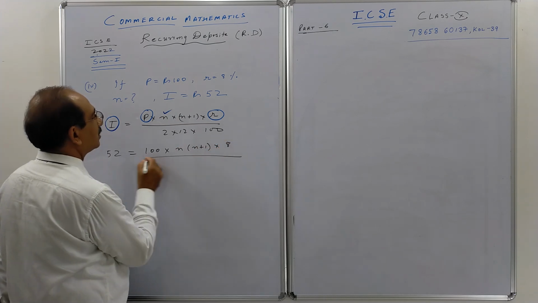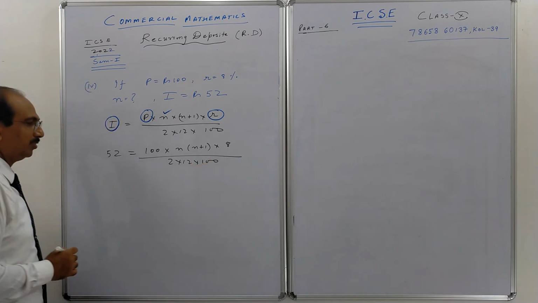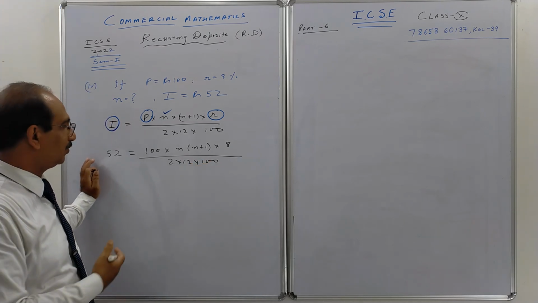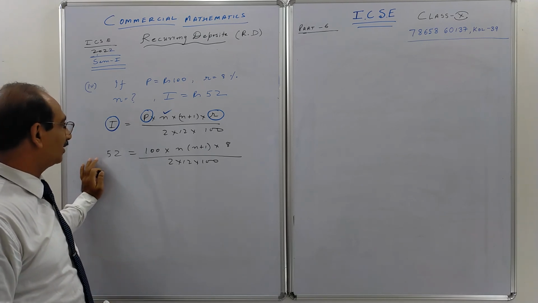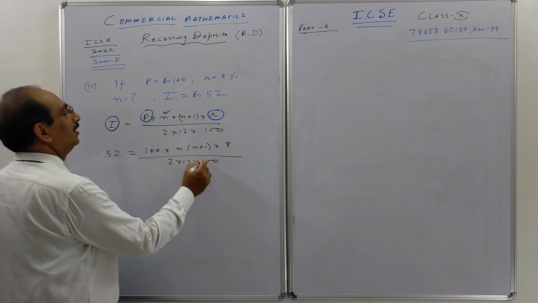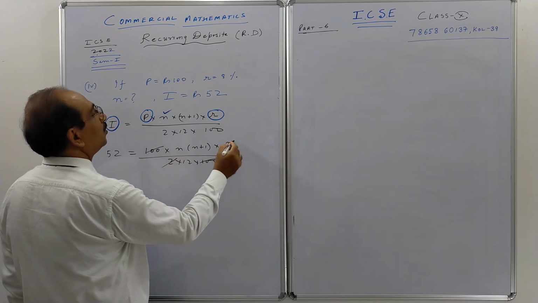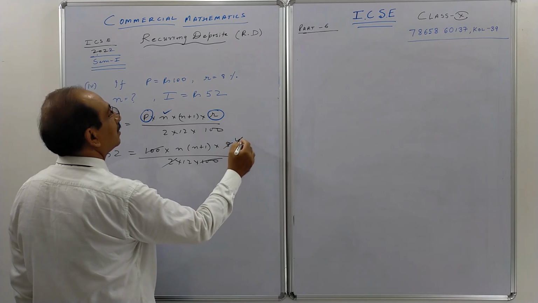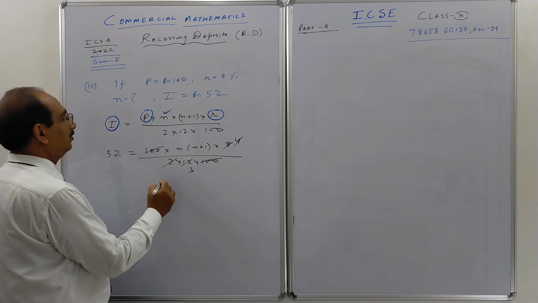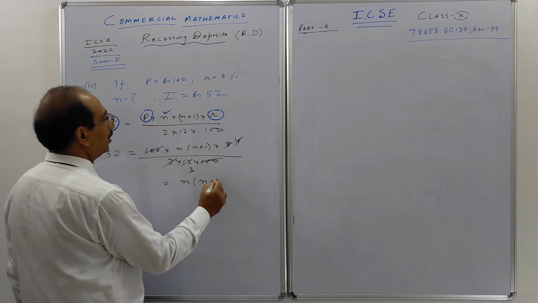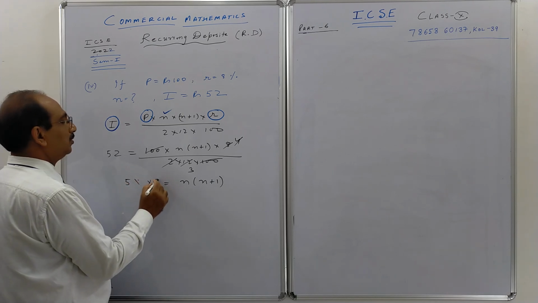We will say rate is 8 by 2 into 12 by 100. So we do the correct substitution. Since this is 1 mark, you won't get any mark for any part. You have to work quite hard to get 1 mark in this particular question. So this cancels. 2 4s are 8, 4 3s are 12. So we have n plus 1 is 52 into 3.